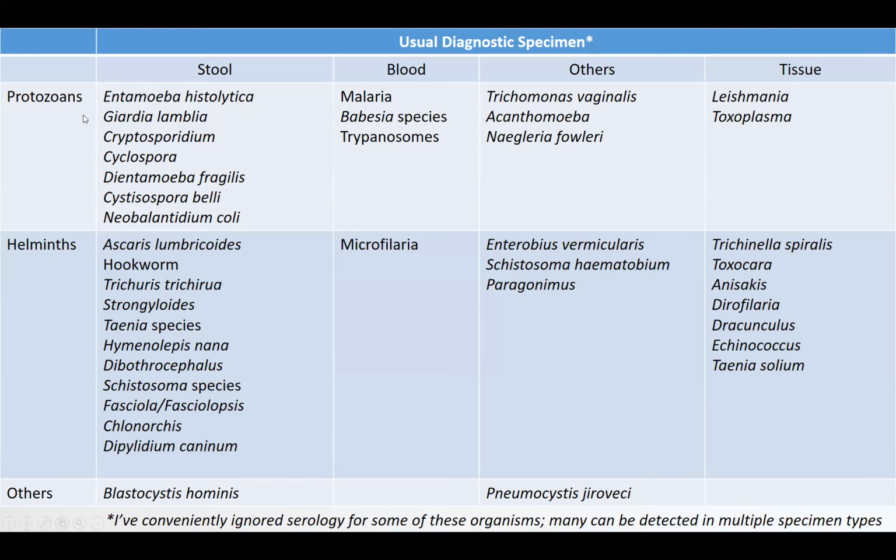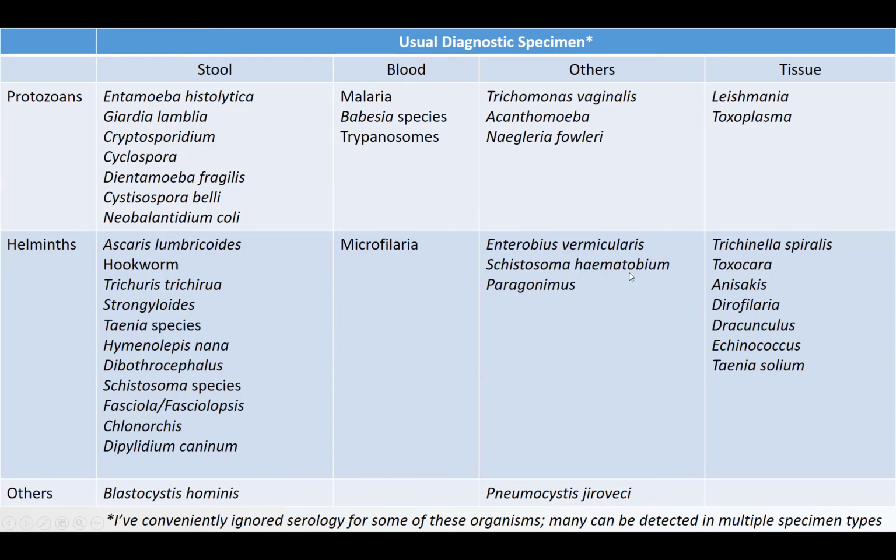So you can see a lot of these are stool specimens. Most of what we do in parasitology is really going to be stool. And all of these bugs here, both protozoans and helminths, are bugs that we can look for in stool specimens. But there's blood parasites as well. We will look for those.